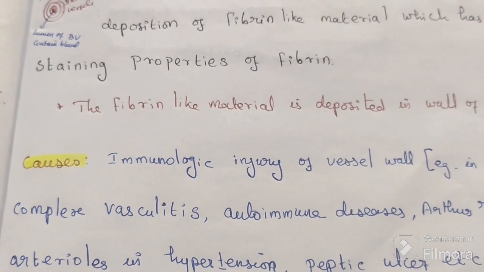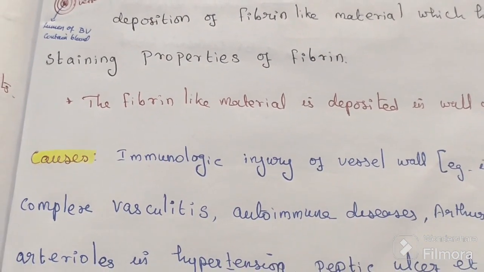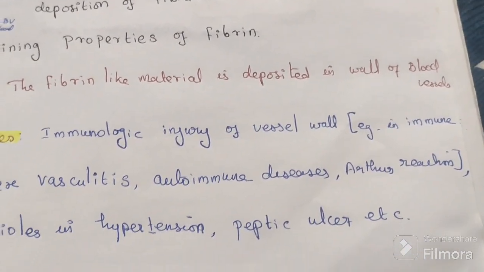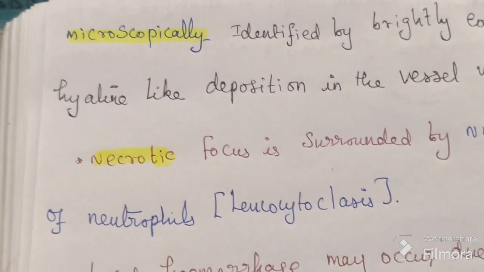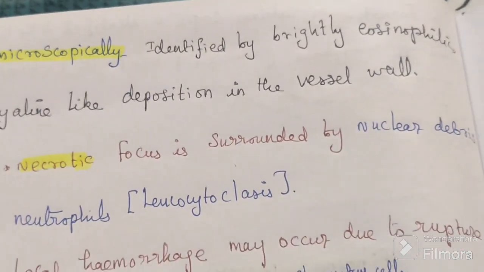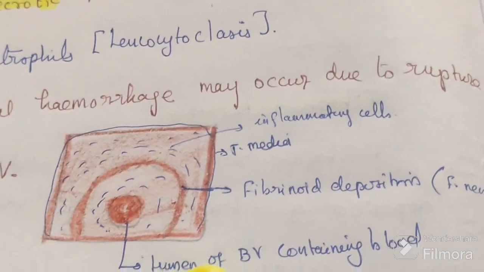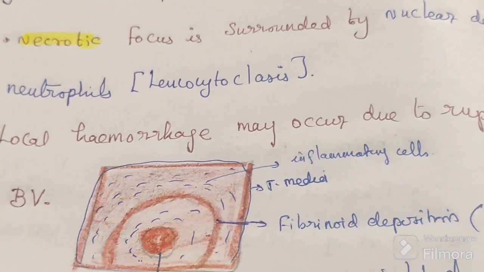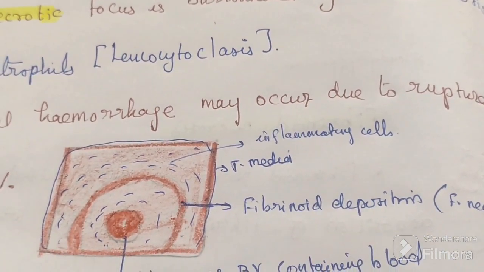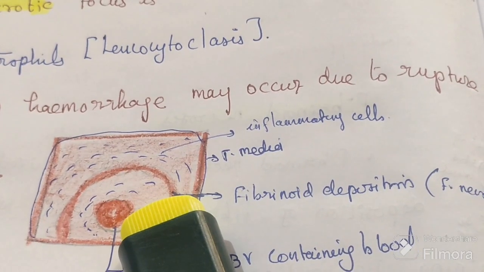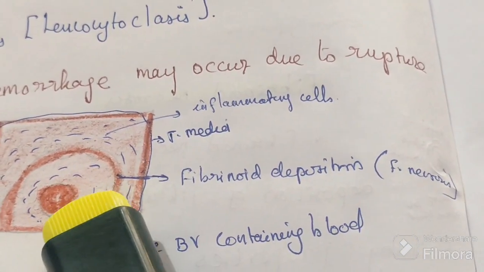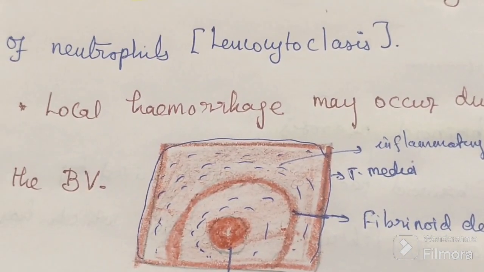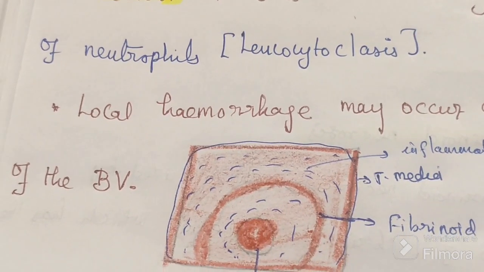Microscopically, this is caused because of injury of blood vessels. So microscopically, see here, this one is the lumen of the blood vessel containing blood. This whole thing is the media part. In the middle part, there is fibrinoid deposition. Okay, thread-like fibrin-like material deposited in the blood vessel wall.